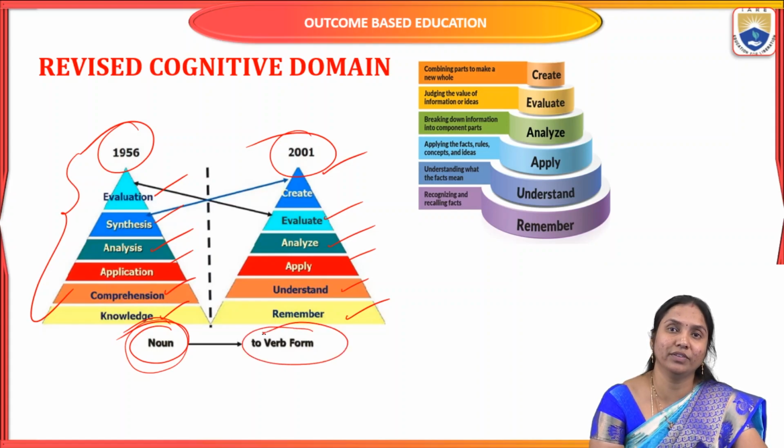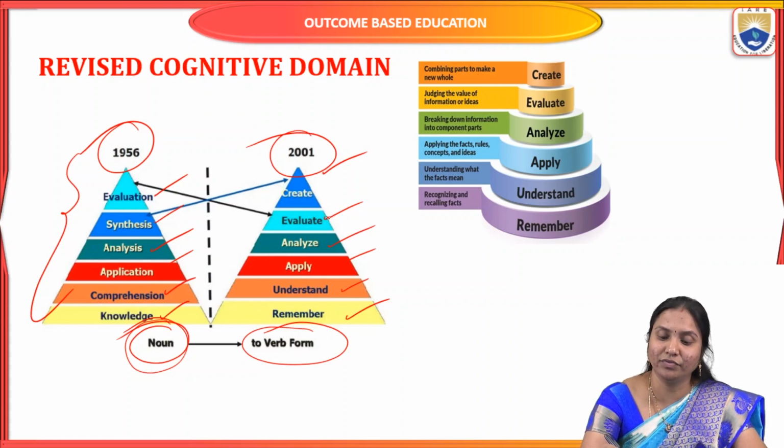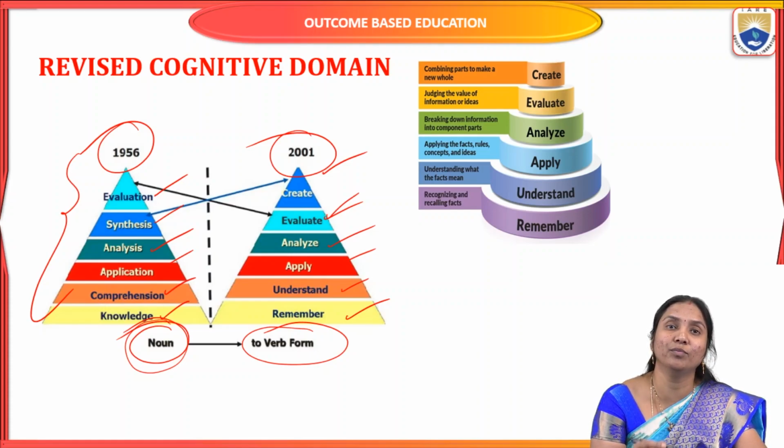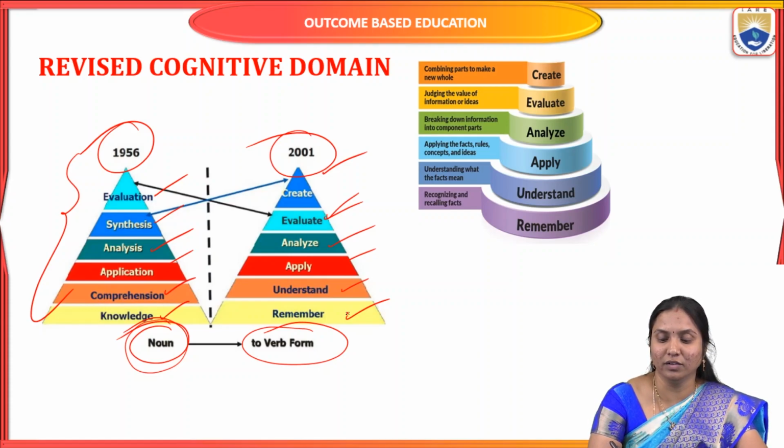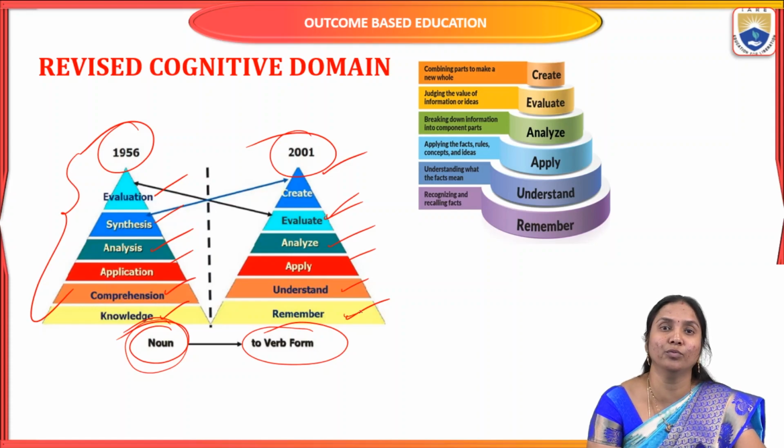The most important difference is in the new Bloom's taxonomy pyramid: the 5th step is evaluate, but in the old one it is synthesis. In the new one the 6th step is create, and in the old Bloom's taxonomy the level is evaluation. The positions are changed in this new Bloom's taxonomy pyramid. So what are the steps involved in this new or revised cognitive domain?